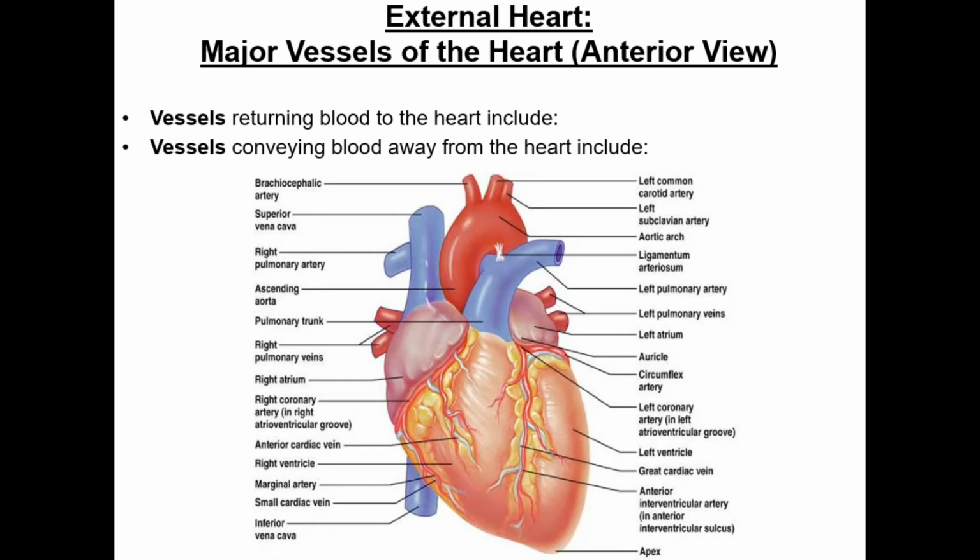The vessels conveying blood away from the heart include the pulmonary trunk, which splits into right and left pulmonary arteries, the ascending aorta, brachiocephalic, left common carotid, and subclavian arteries. You can see here, this is the aorta, the brachiocephalic artery, left common carotid, the left subclavian artery, the left pulmonary artery, the right pulmonary artery.